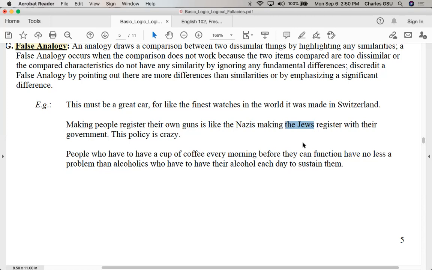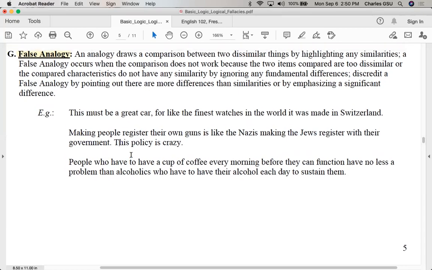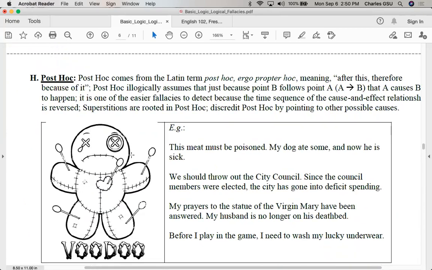So it's really kind of false to say that those things are equivalent. It's also kind of an absurd statement. All right, let's go ahead and move on.